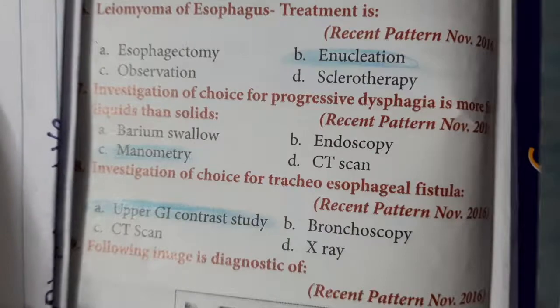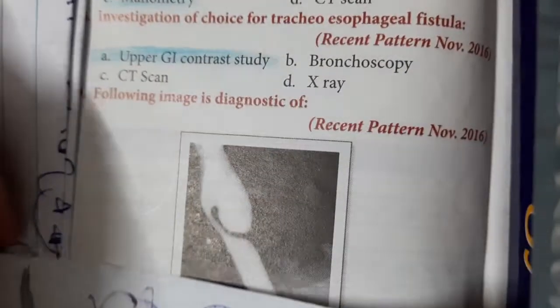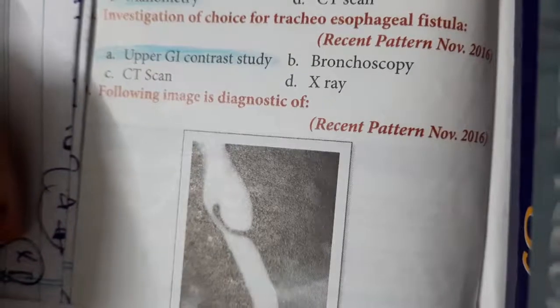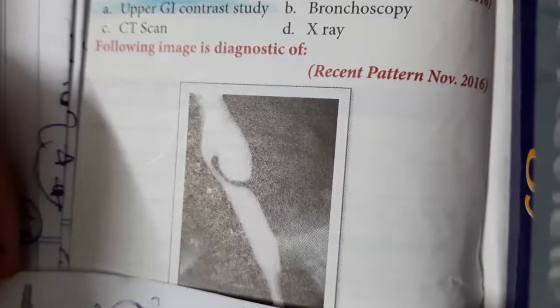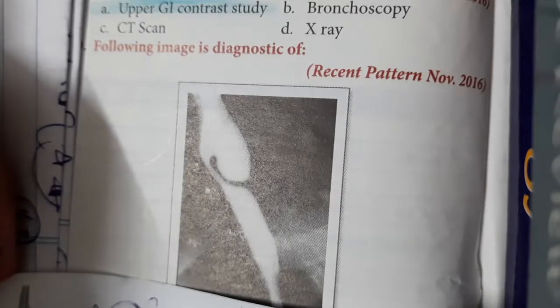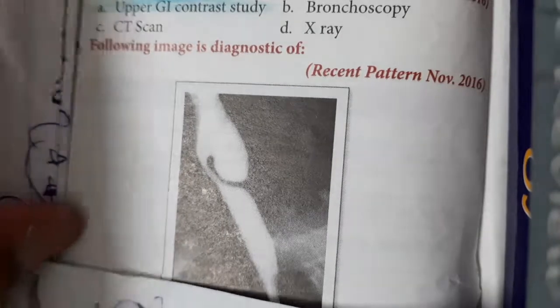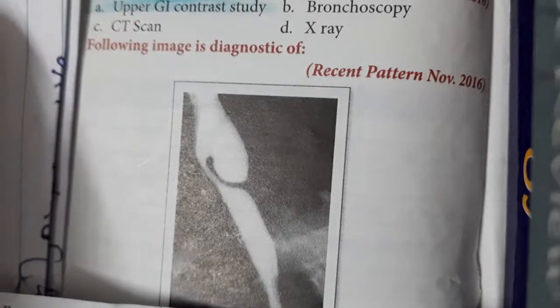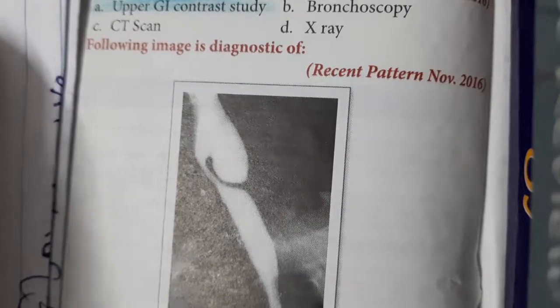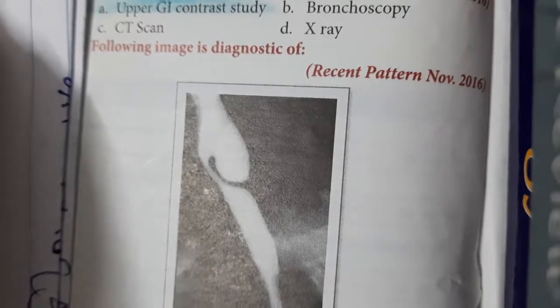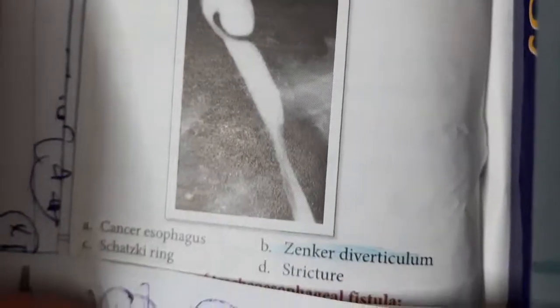Then the following image is diagnostic of. If you see here, you will see a diverticulum. This is the lateral X-ray where you can see the diverticulum. The diverticulum is present posteriorly at the cricopharyngeal junction. That is nothing but Zenker's diverticulum.